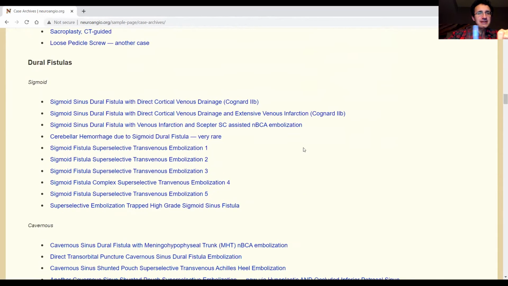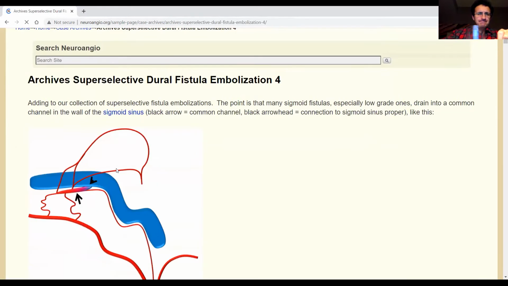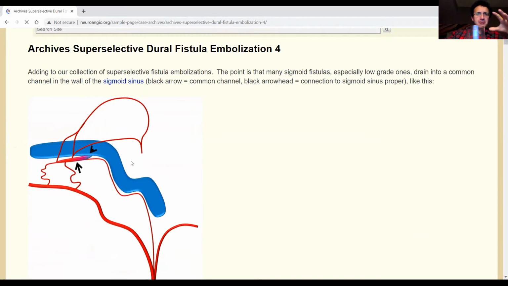And so right here is this page where I think you might have seen this before, where we talk about super selective embolization. That was a super selective embolization of a cavernous fistula. This is super selective embolization of sigmoid fistulas, which we've been harping on for a long time, because I think that's the way to go.